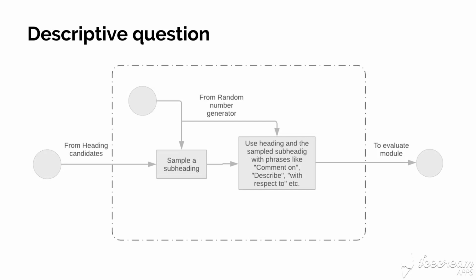For the descriptive question, it receives input from the heading candidate module. It combines the article heading with a randomly sampled subheading and a question structure randomly sampled from the pool of structures to generate a descriptive question. It will generate questions like, comment on the article heading in regards to the subheading.